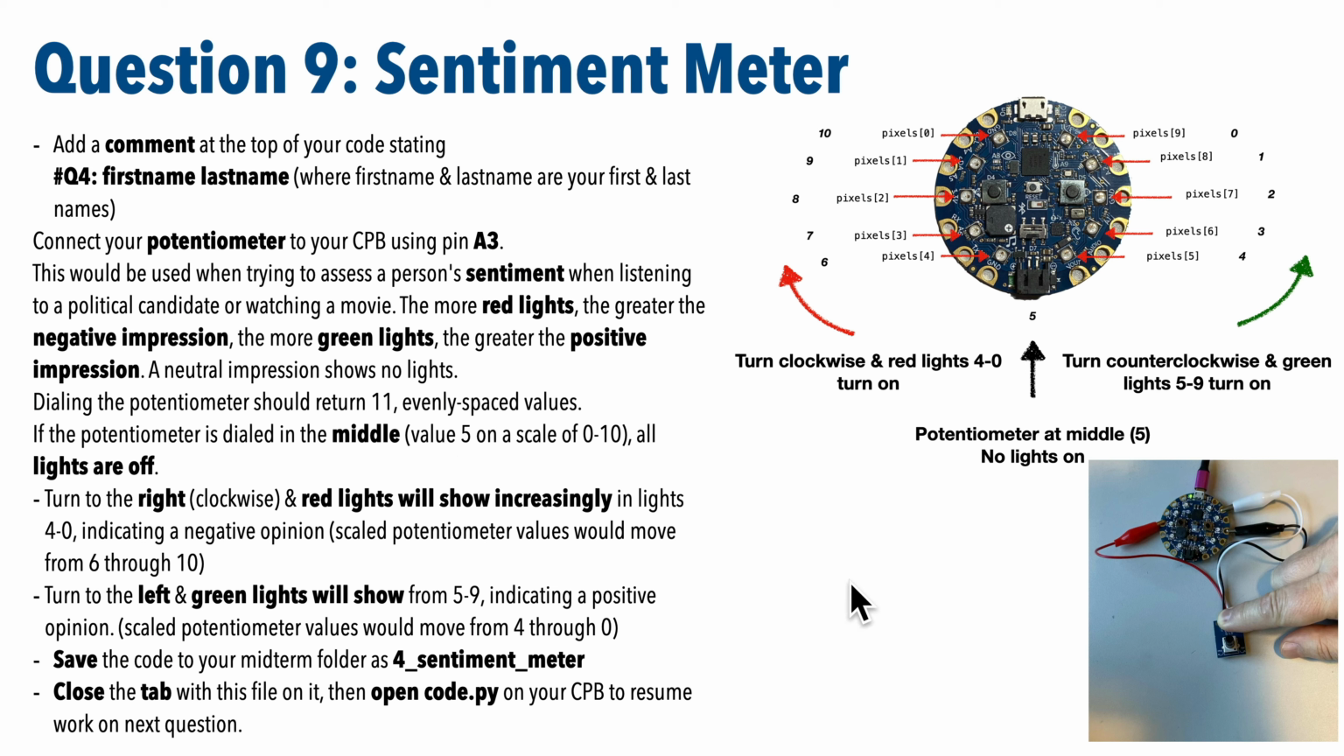If the potentiometer is dialed in the middle, that would be value 5 on a 0 to 10 scale, then all lights are off. Turning to the right or clockwise, and red lights should show increasingly in the lights 4 through 0, indicating a negative opinion. Scaled potentiometer values will move from 6 through 10. And then if you turn left, the green light should show from 5 through 9, indicating a positive opinion. Scale potentiometer value should move from 4 through 0. This is an example of how things should look when they're working.